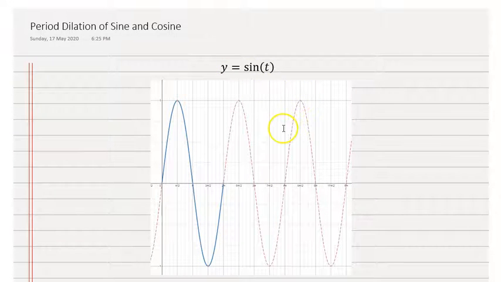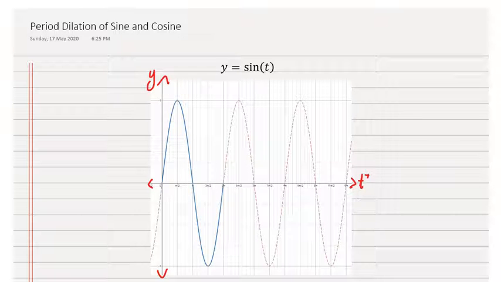In this video, we're going to have a look at how we can compress and stretch out this particular function along the horizontal axis, or the t-axis. So consider the function y equals sine t and the graph below. In this graph, on our vertical axis we've got y, and on our horizontal axis we've got t.